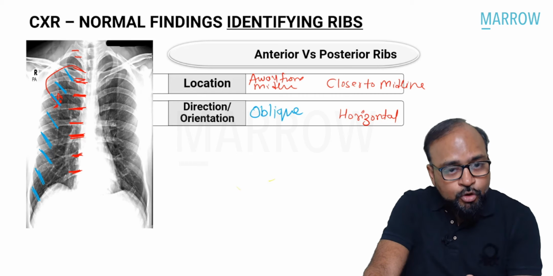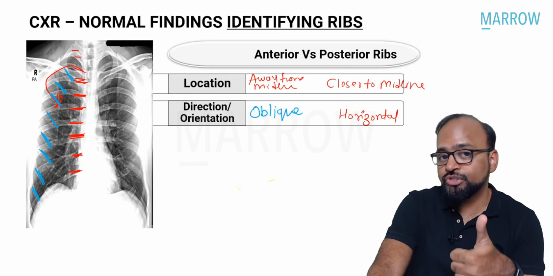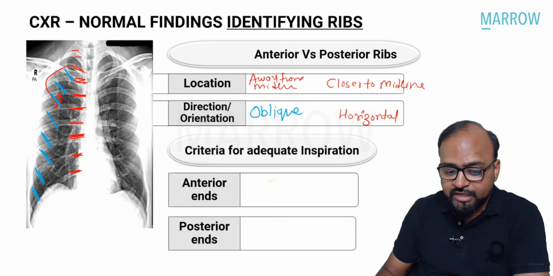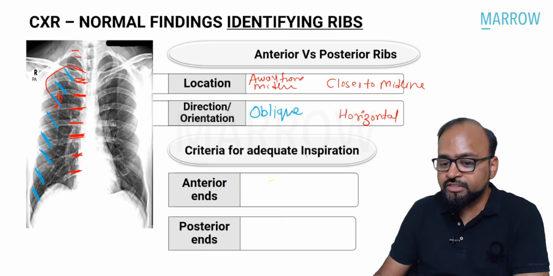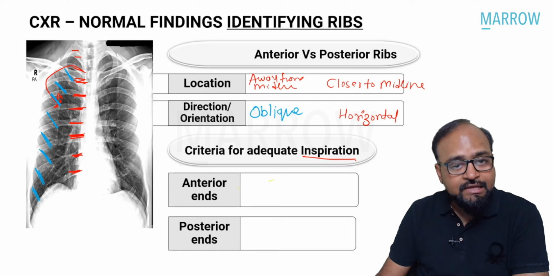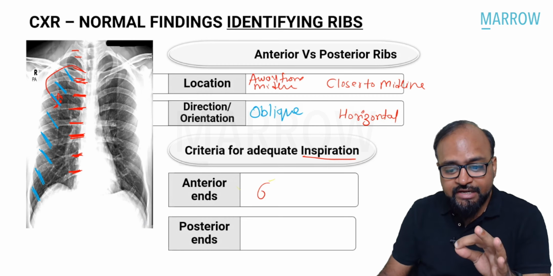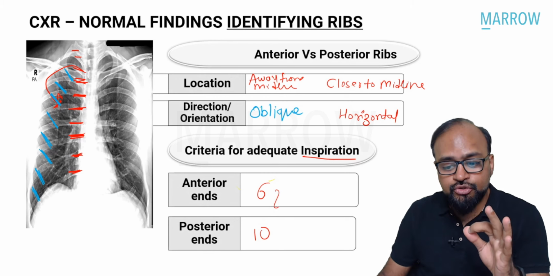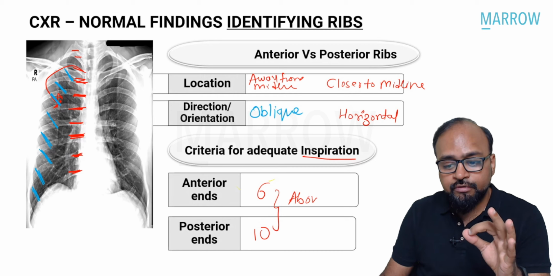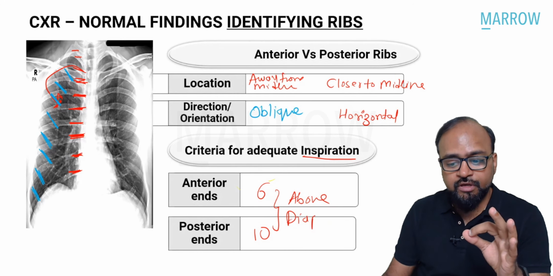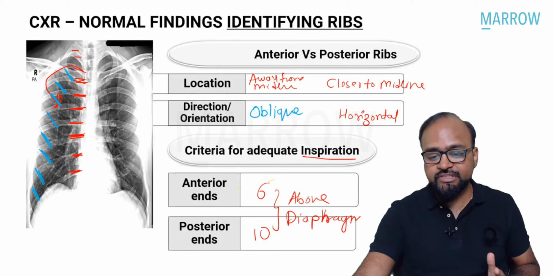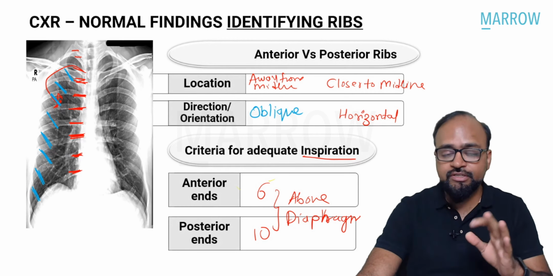Another reason why this is important is to judge whether a radiograph is a good inspiratory radiograph or not. When do we say that a chest X-ray is an adequately inspiratory radiograph? We say this when we see at least 6 anterior ends of ribs or at least 10 posterior ends of ribs above the diaphragm. So when we see 6 anterior ends or 10 posterior ends of ribs above the dome of diaphragm, then we say it is an adequately inspiratory chest radiograph.